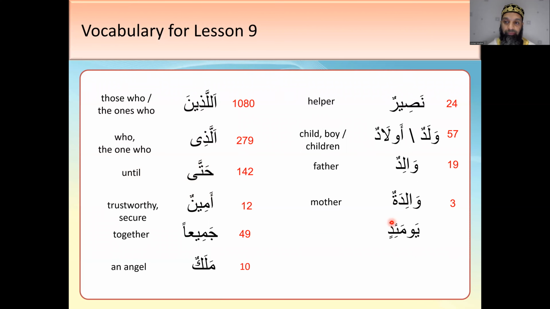Yawma'idhin. So it's got yawm in it. Yawm means like yawmul jumu'ah, yawmul qiyamah. It's got something to do with day. Yawma'idhin, on that day. Excellent. And last but not least, abdun, ibadun, abidun. Abdun, Abdullah. Abdullah is servant. So a servant, slave, worshipper.